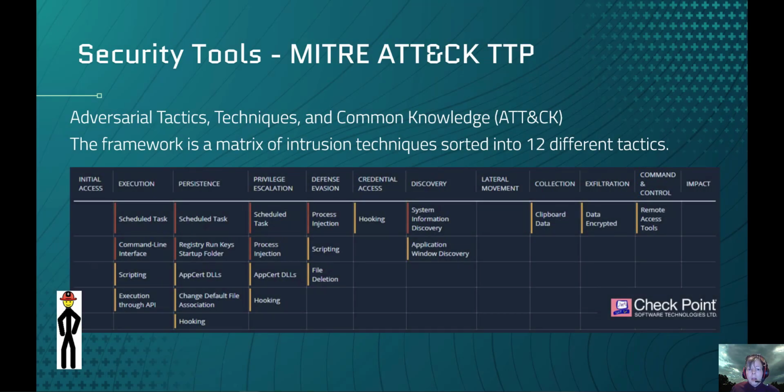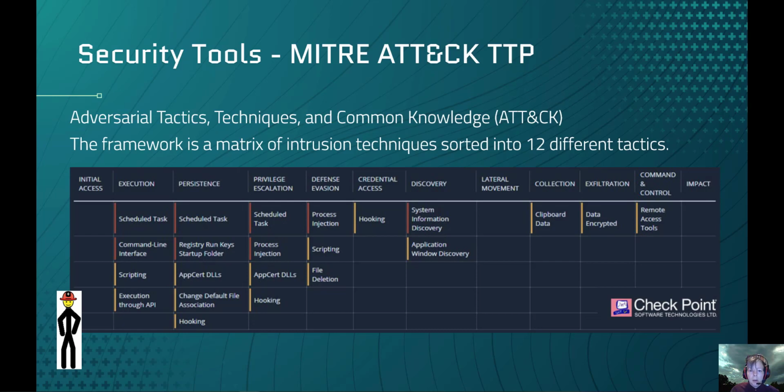MITRE ATT&CK TTP is useful for a privacy director and engineer to communicate with their security team in a common structured language. ATT&CK stands for Adversarial Tactics, Techniques, and Common Knowledge. Tactics, techniques, and procedures are how threat agents, the bad guys, orchestrate and manage attacks. TTPs are the patterns of activities or methods associated with a specific threat actor or group of threat actors. Indicator of compromise subsets are then scanned and investigated. This framework is a matrix of intrusion techniques sorted into 11 different tactics.